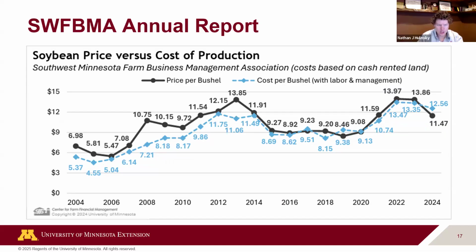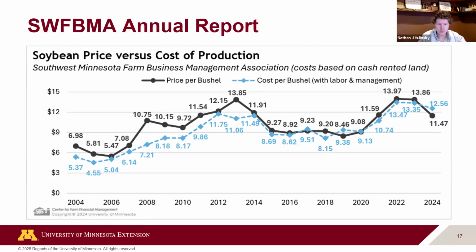Here's the same table on soybeans, and we can see again that 2010 through 2012 had higher incomes. It looks like 2008 in the soybean world had really high incomes as well. 22 and 23, not as high of income on soybeans as it was on corn. But unfortunately, in 2024, the blue line is above the black line, which means farmers are on average selling at a loss.